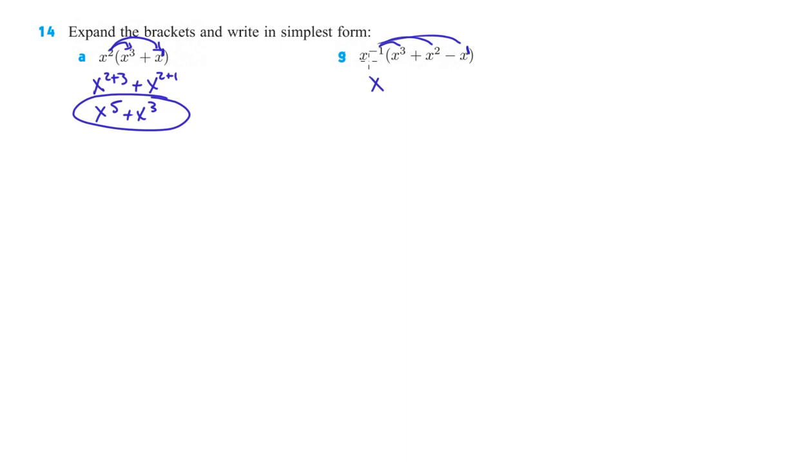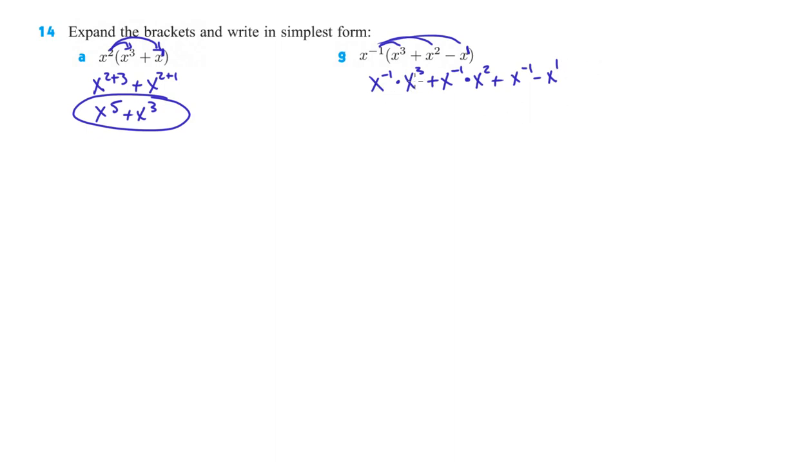We're going to actually, since this is not to the negative first power, this is x to the negative first, so it's really x to the negative first times, let's write it like this, just so this makes more sense. X to the third plus x to the negative first times x squared plus x to the negative first minus x to the positive first.